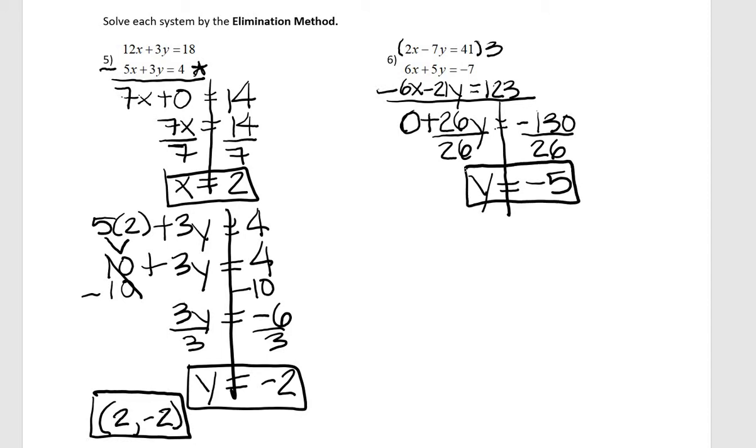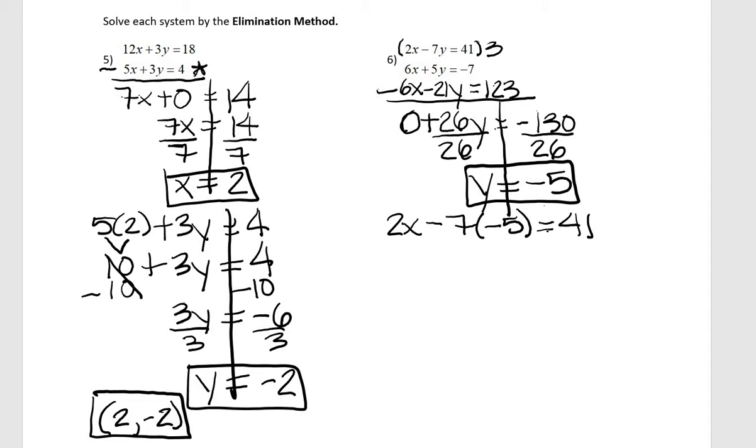All right, now that I know what y is, I'm going to plug that in for y in one of the original equations. Since I used the bottom one last time, I'll use the top one this time just to switch it up. So I have 2x minus 7, instead of y, I'm going to put negative 5, equals 41. So I just plugged in negative 5 for y in this top equation.